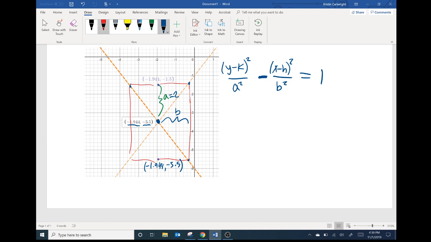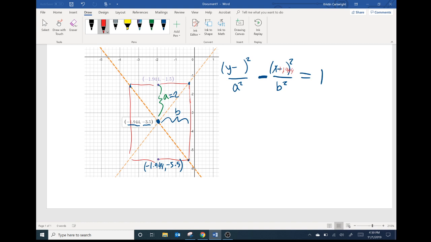So now that I know my center, I'm going to erase my h and my k, and I can put my center in there. I'll just use the decimals, and I'm going to have to squeeze it in there. Negative 1.944. So since it's a negative 1.944 and we're subtracting it, I'm going to end up making this a plus sign here.